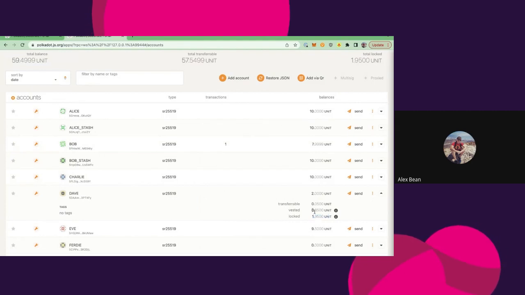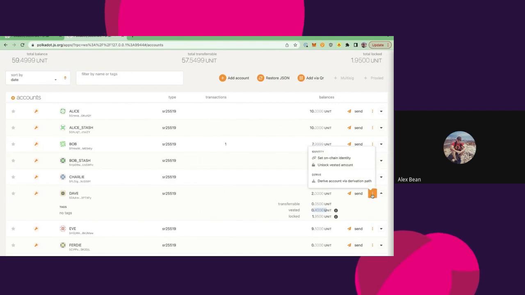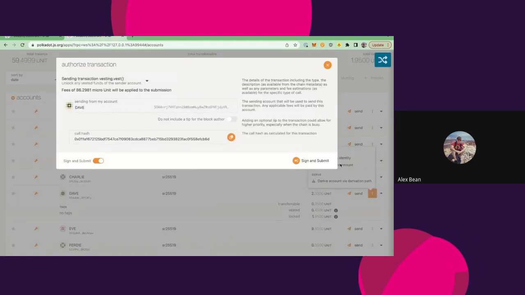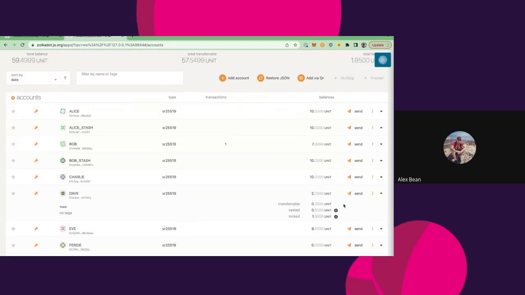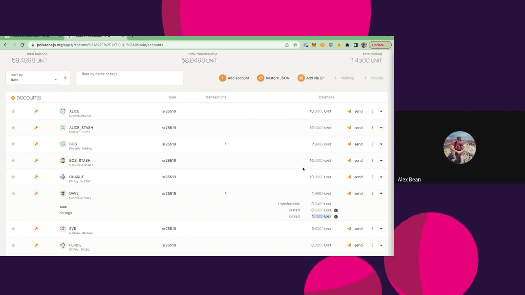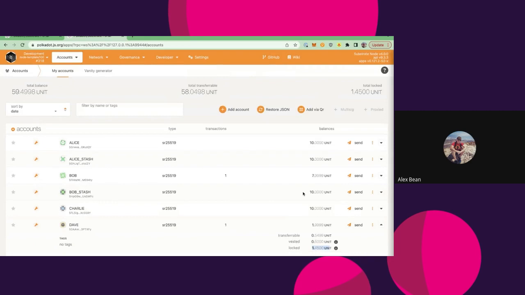So that means that now Dave can release this 0.4. So we can go here and unlock this vested amount. What this function is going to do is call the vesting pallet and do the unlock function. Then we will see here in transferable, we have almost 0.5 units. And we don't have two units locked now, we just have 1.45. And that's the lock, that's where you have a locked balance. Now we want to see what's the meaning of having a reserved balance.